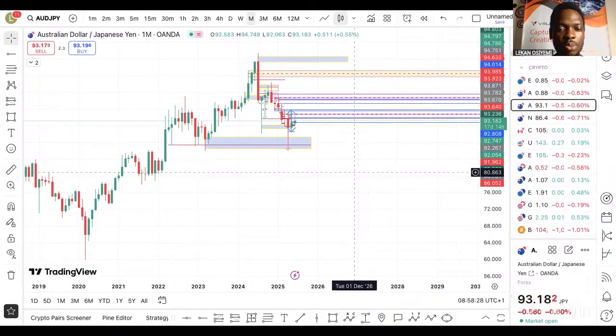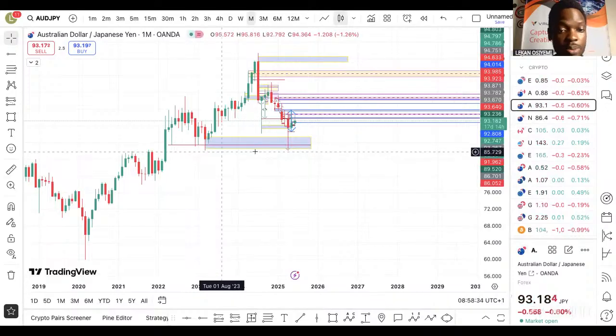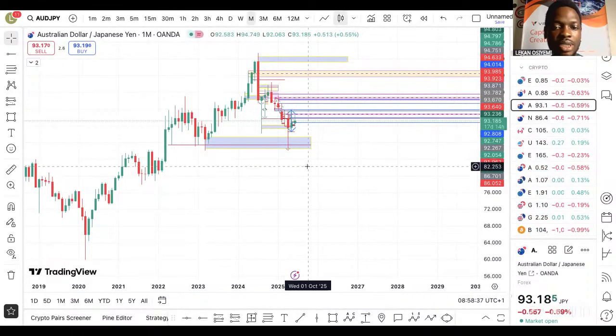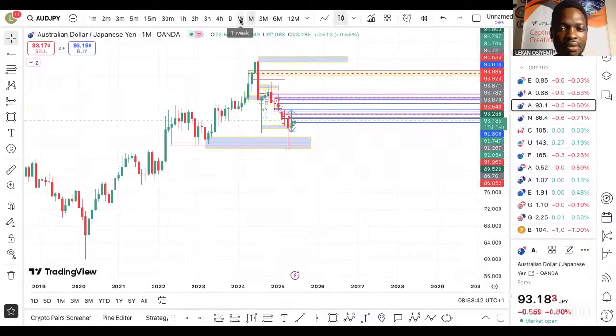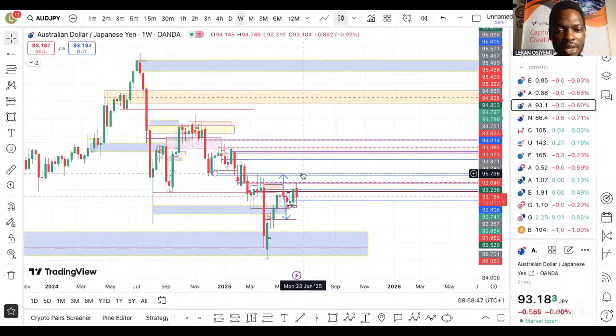Because AUD-JPY seems to have done its own sometimes last month to take out liquidity below here, but GBP-JPY hasn't done that. So we are expecting more of a sell on GBP-JPY. Now, if you look at AUD-JPY from the weekly time frame again, you are going to observe that we still expect more of the sell of AUD-JPY.